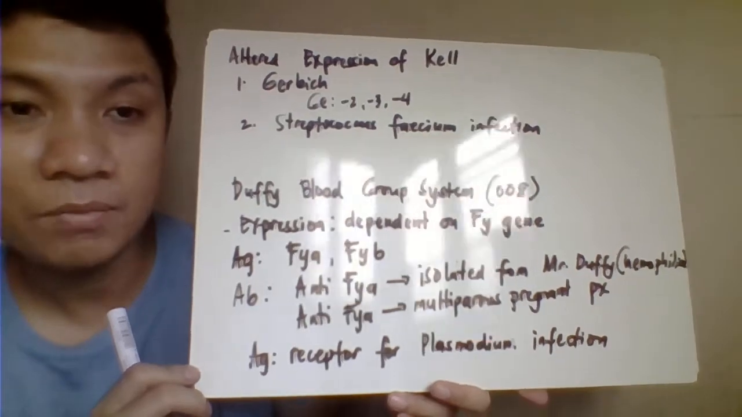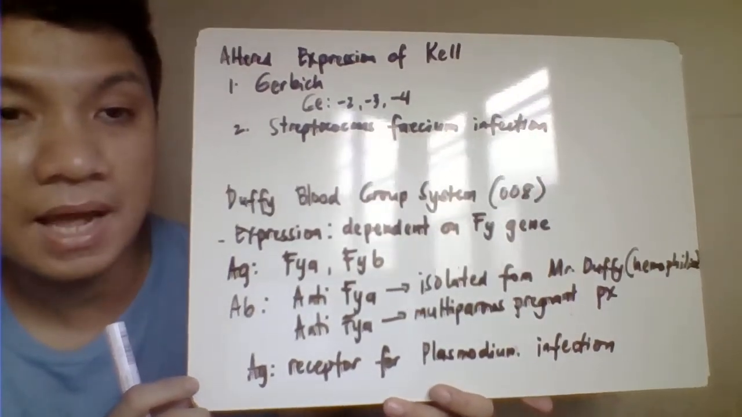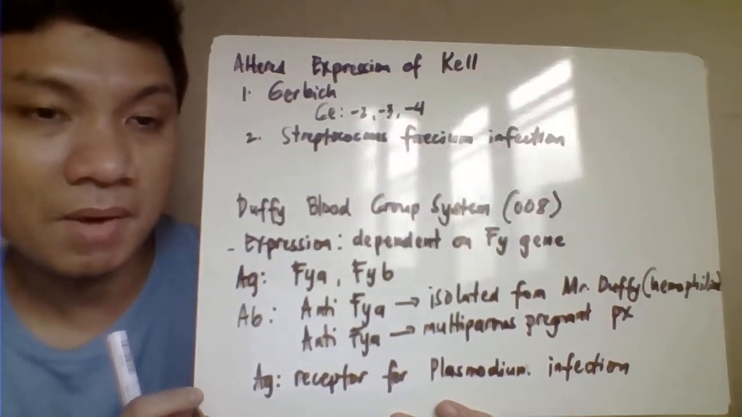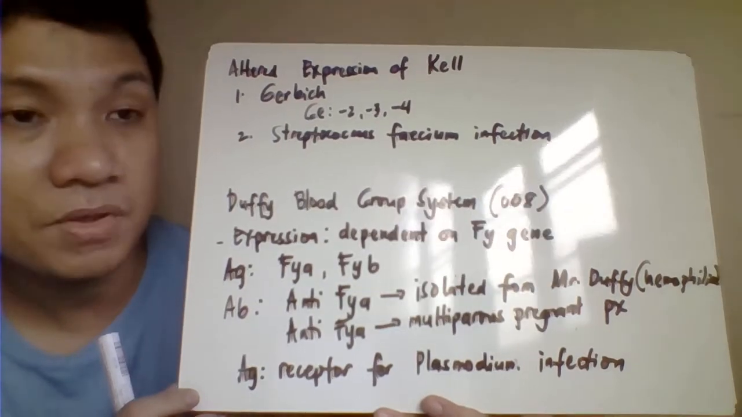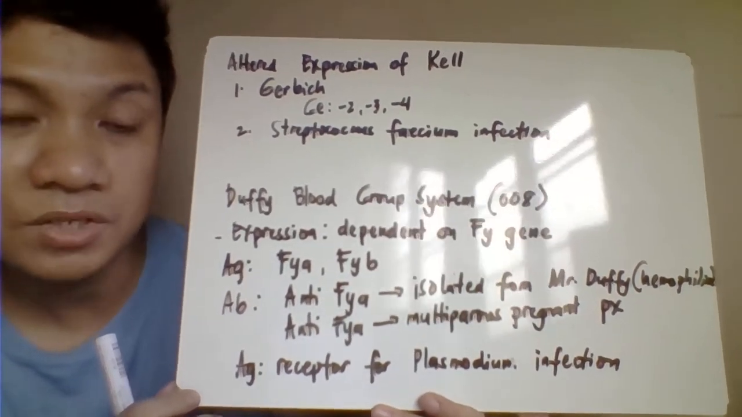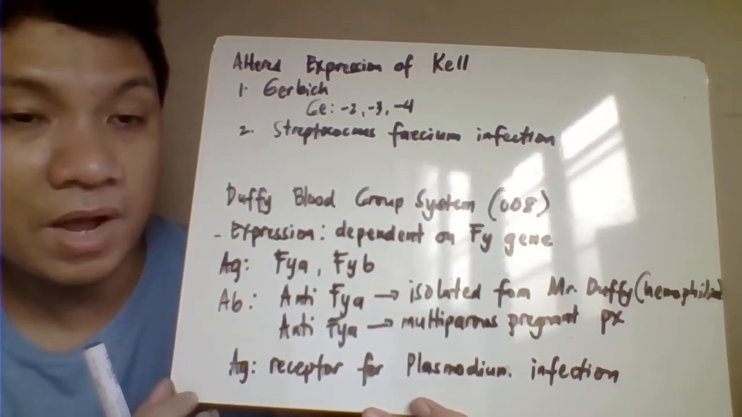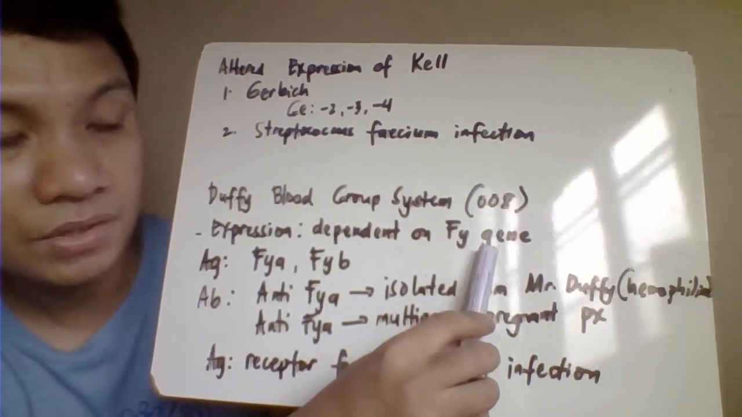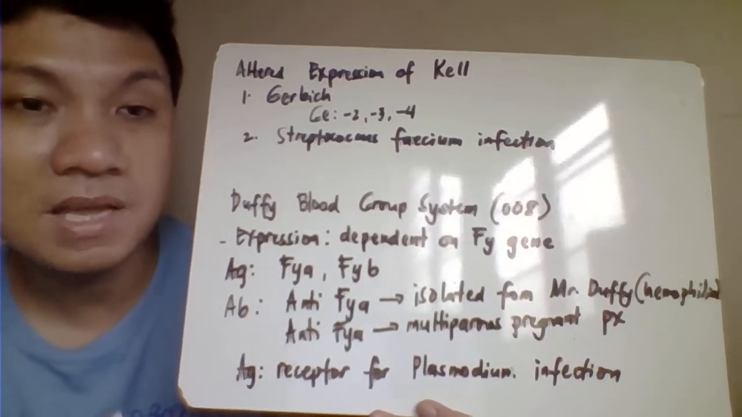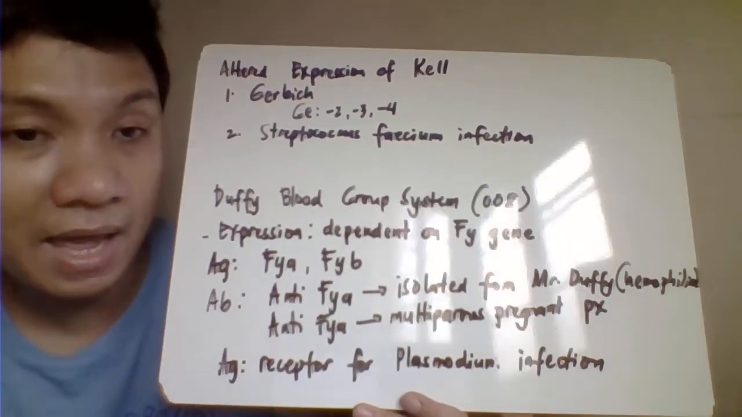Okay, the next one is your Duffy blood group system. This is your 008 ISBT classification number. There are two antigens primarily related to your Duffy blood group system, FYa and FYb. The expression of the Duffy antigens, FYa and FYb, is under the influence of the FY gene. In order for you to be positive for FYa and FYb, you must have inherited the FY gene.